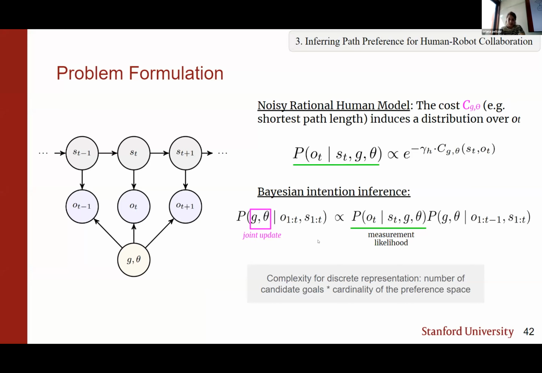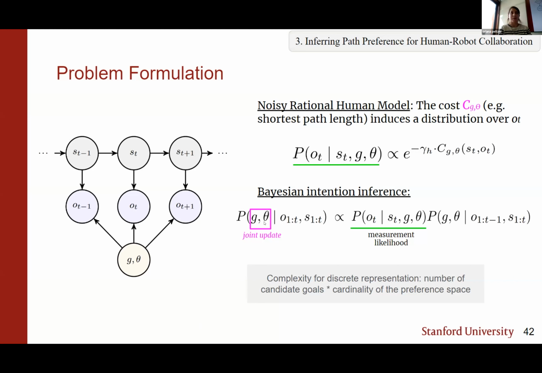Now, what I want to insist on here is what the complexity of this inference problem is going to be. And if we assume, for example, a discrete number of goals, if we think of a path preference as, for example, a homotopic choice, maybe right or left side of the table, there would be a discrete number of them. So the number of updates that we have to do to update the joint is equal to the number of candidate goals times the number of path preferences that there would be.